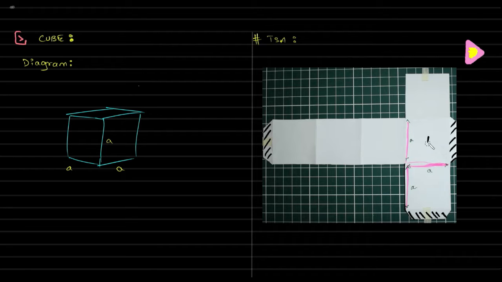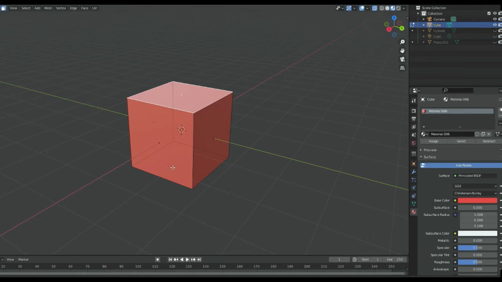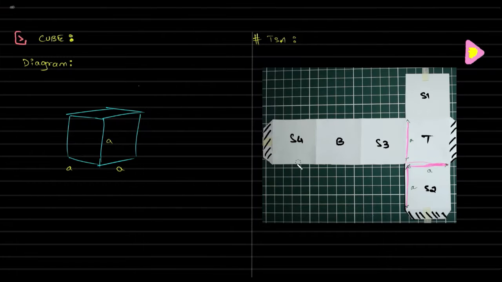So if I consider this as top, this would be bottom, this would be left, right, and so forth. These are your lateral surface area. So side 1, side 2, side 3 and side 4 are your lateral surface areas. I'll show it over here. That's your top, that's your bottom, side 1, side 2, side 3 and side 4. These are your 4 sides.